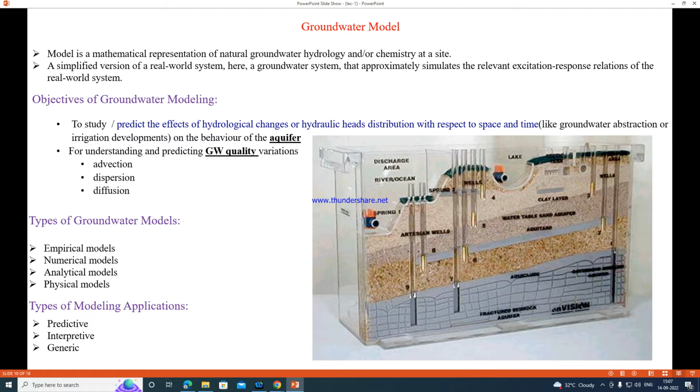For an analytical model, by using Fourier transforms or Laplace transforms, we convert the partial differential equation to an algebraic equation, and therefore we can solve it. For physical models, we downscale the real world scenario into the lab scale, so that we can simulate the process by using the sandbox model. This is the sandbox model. Types of modeling applications: predictive, interpretive, and generic.